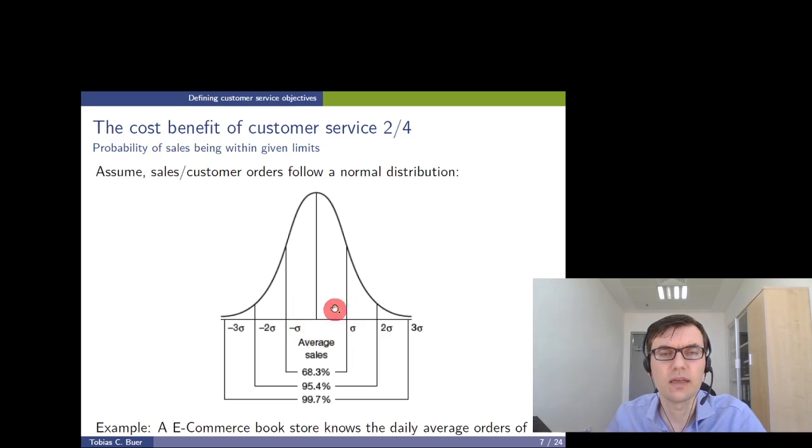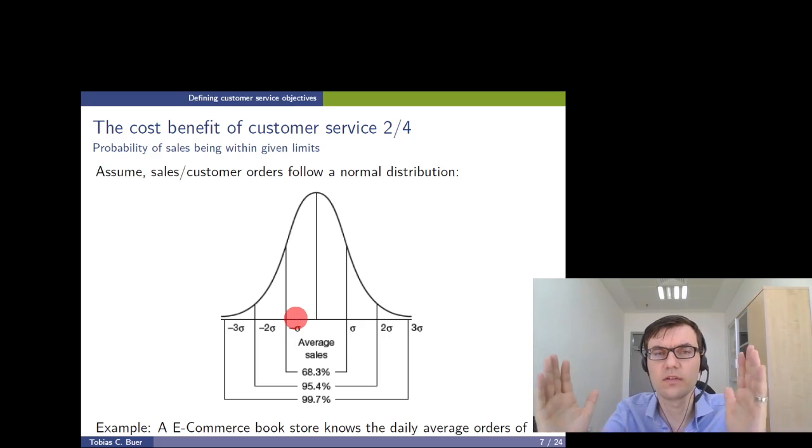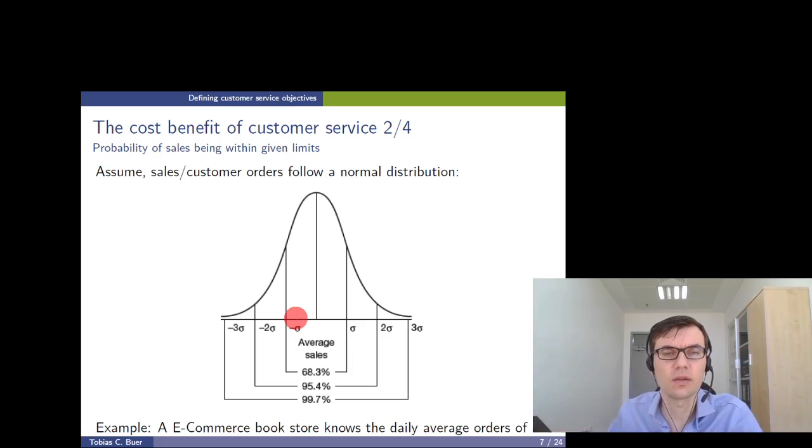roughly 68% of the orders lie within this area. They are -1 standard deviation away from the mean and +1 standard deviation away from the mean. So that means on roughly 70% of the days we receive numbers of orders in this interval. If we expand this interval and look at a deviation of 2 standard deviations, then we know by the law of the normal distribution that more than 95% of the orders are within this interval. And when we increase it to 3 standard deviations, then we know that 99.7% of the orders lie in this interval every day.